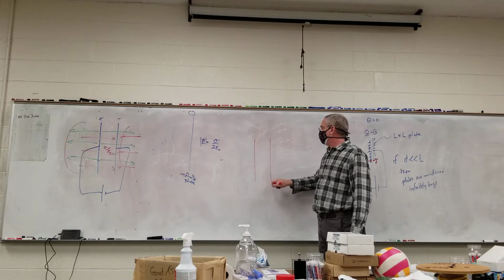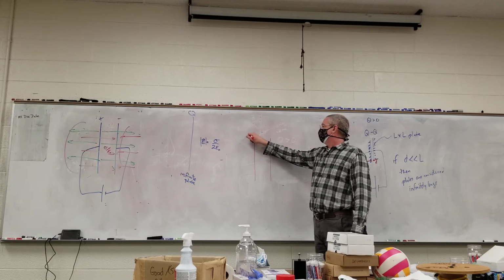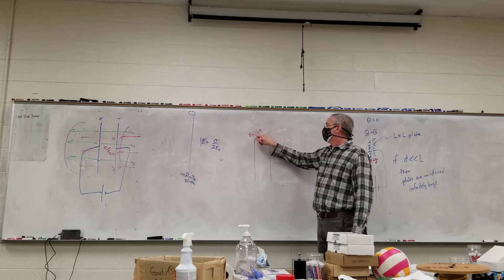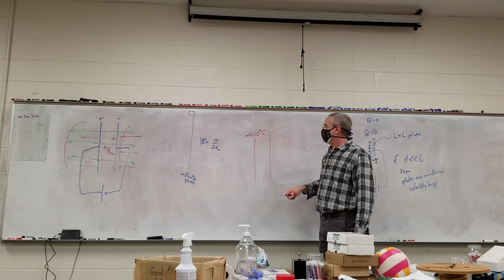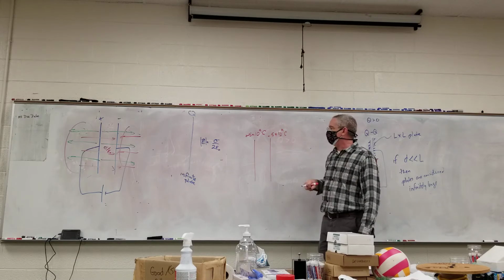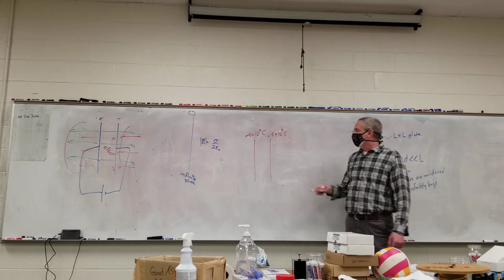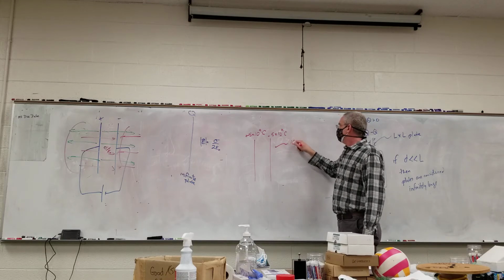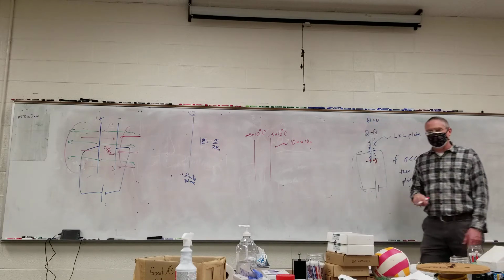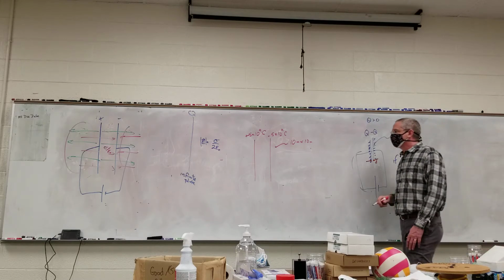So let's go through and let's assume I've got 5 times 10 to the 9th coulombs on the positive plate and negative 5 times 10 to the 9th coulombs on the negative plate. Let's make the plates 10 meters by 10 meters. What is the electric field in between?